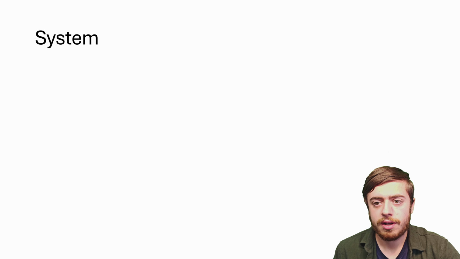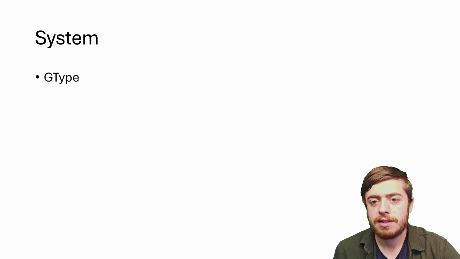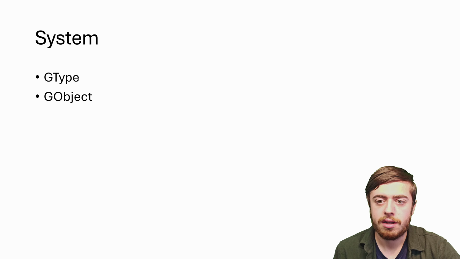Vala uses the runtime type system, GType, which allows all types in Vala to be identified at runtime. Vala is primarily a static language, but GType also provides the object model, GObject, which allows for some dynamic features like dynamic arrays.